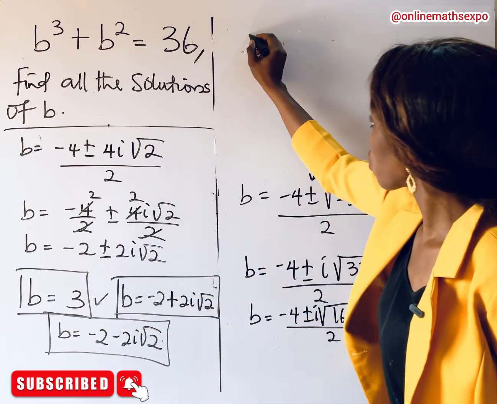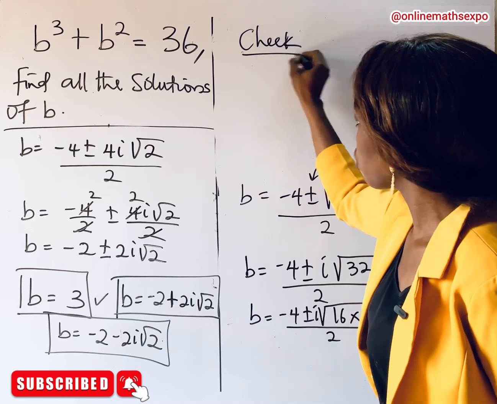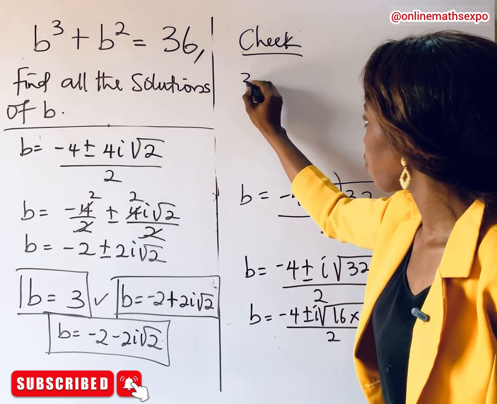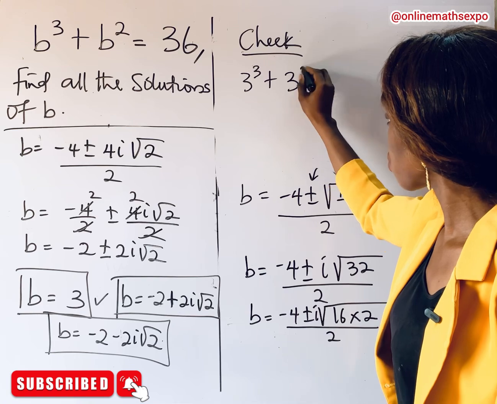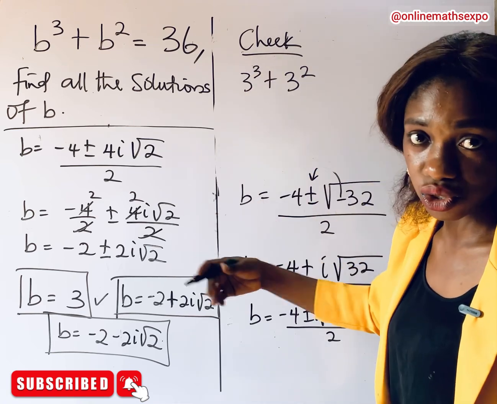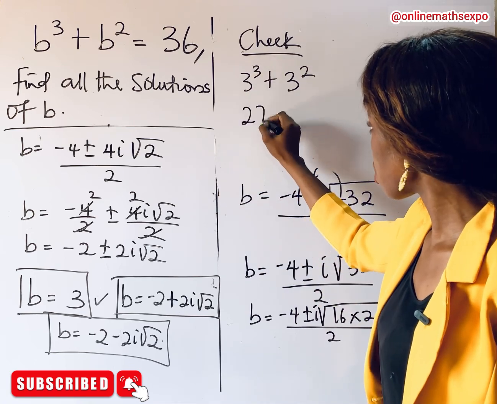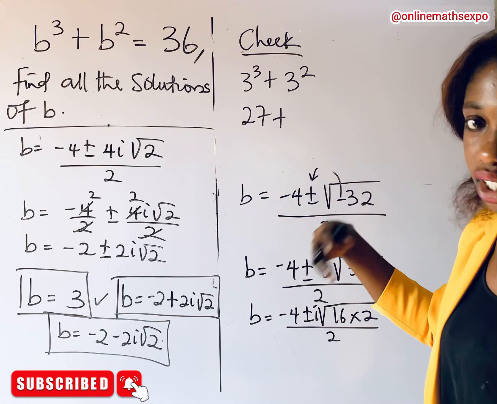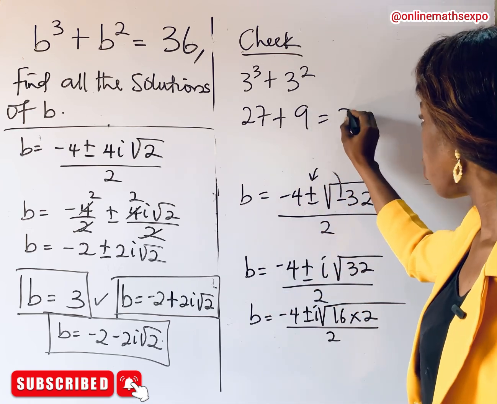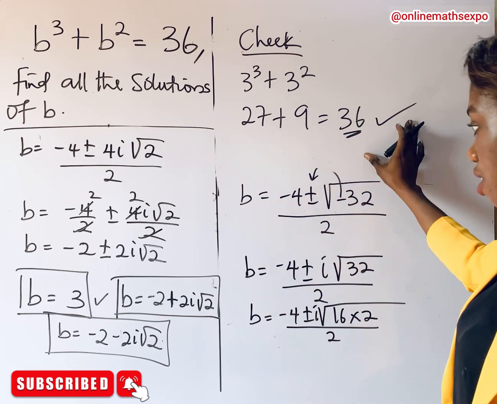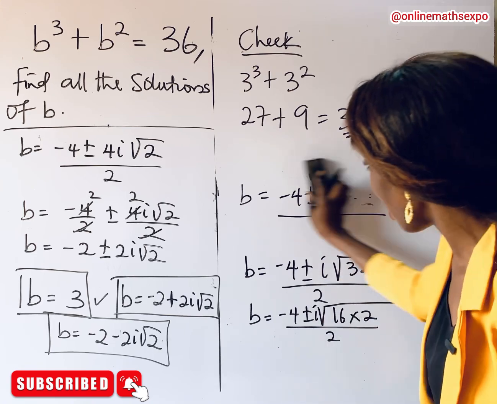Okay, so we now do a check. We are going to put b as 3 here. So we have 3 cubed plus 3 squared. 3 cubed is 3 times 3 times 3, giving us 27. And 3 squared is 3 times 3, giving us 9. And when you add this, it gives you 36. And this becomes the answer.